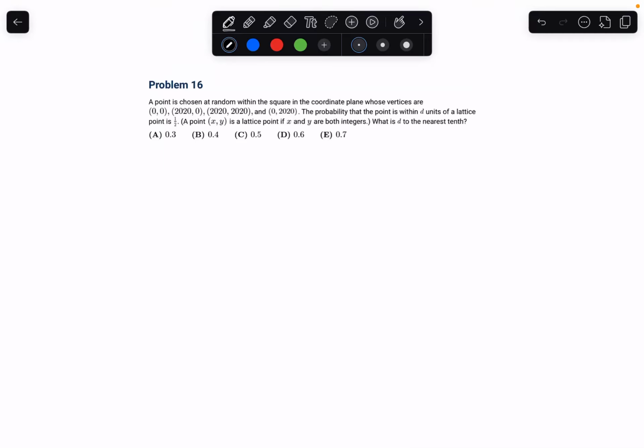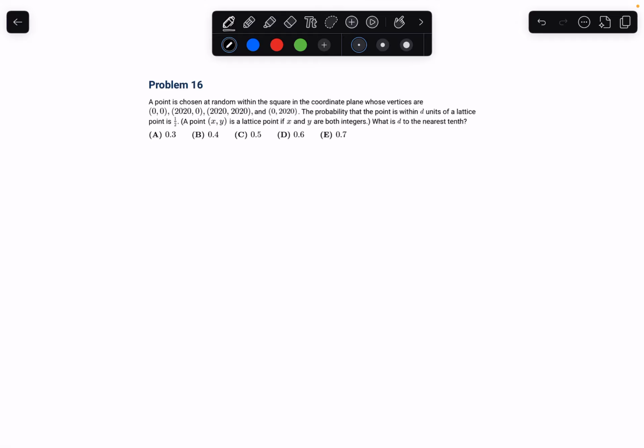This is 2020 AMC 10A problem number 16. A point is chosen at random within the square in the coordinate plane whose vertices are (0, 0), (2020, 0), (2020, 2020), and (0, 2020). The probability that the point is within d units of a lattice point is 1/2. A point (x, y) is a lattice point if both x and y are integers. What is d to the nearest tenth? A, 0.3, B, 0.4, C, 0.5, D, 0.6, and E, 0.7.